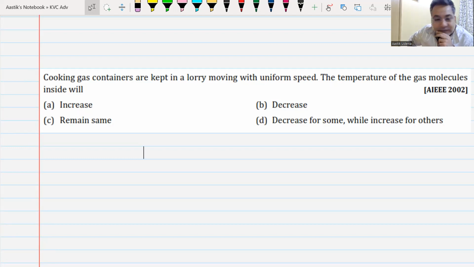What will happen to the temperature of the gas molecule? Remains same, sir. It will remain same. If it is moving with a uniform speed, there is no force acting on it. So the RMS speed remains same. If the RMS speed remains same, that means the temperature will remain same. Do we understand this? Yes, sir. Understood.